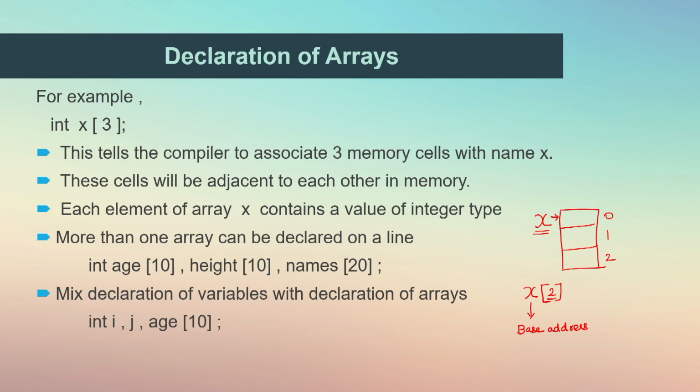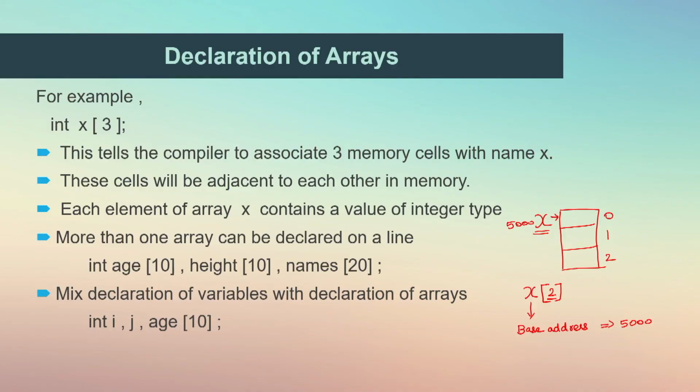Suppose the subscript is 2. From the base address we will add 2 locations to reach the exact required location. Let us assume that the base address is 5000. When I am trying to reach the third element of the array, the base address will be added with the given subscript. The subscript value is 2. So, 5000 will be added with 2, and we will get the address 5002.